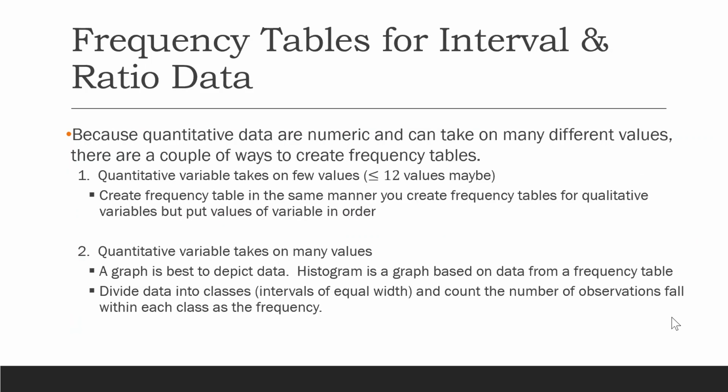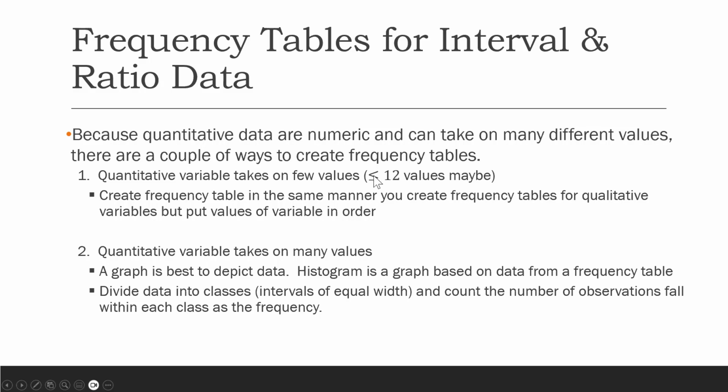When it comes to quantitative data, those interval and ratio variables, you have to think a little differently. Because a variable is numerical, it can take on any number of values. There can be an infinite number of values that these variables can take on. And so I'm going to think about a frequency table differently depending on the number of different values that I see in that table.